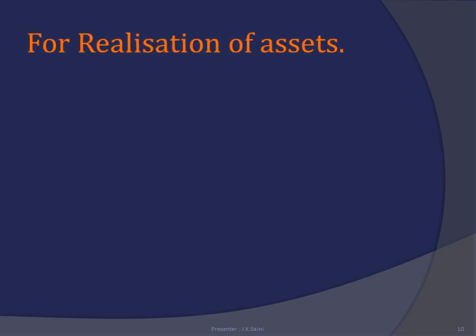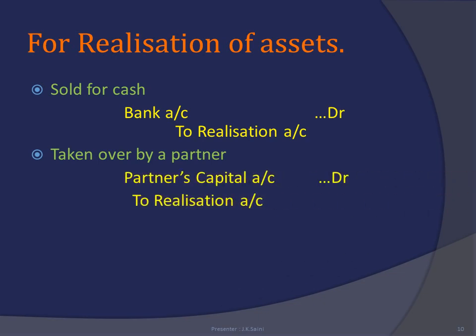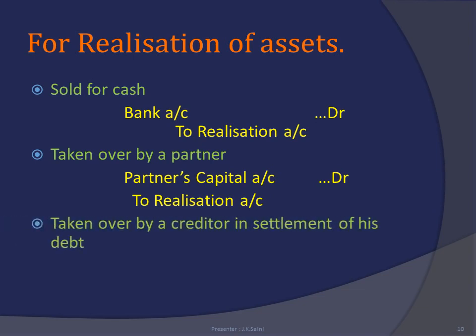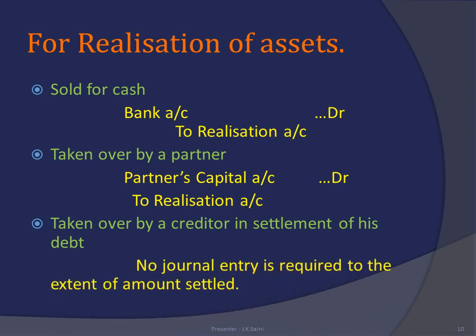Now disposal of assets. Assets sold for cash, bank account debit to realization account. If taken over by partner, partner's capital account to realization account. And taken over by creditor in settlement of his debt, now this is a cross entry. Liabilities are already closed, assets are closed. And if an asset is taken over by a creditor, there is no entry in the books of accounts.